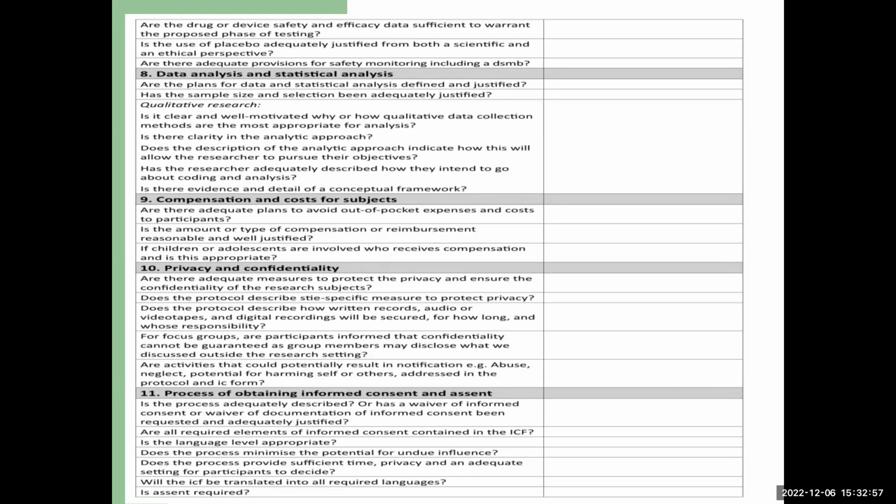Nowadays, we might need protocols to describe things like videotaping and digital recordings. And the process of obtaining informed consent or assent needs to be adequately described in your research protocol. They want to see all those requirements we described. They will check whether the language you are using is of the appropriate level for the population that you are looking at, and whether the information sheet has been translated, and so on.